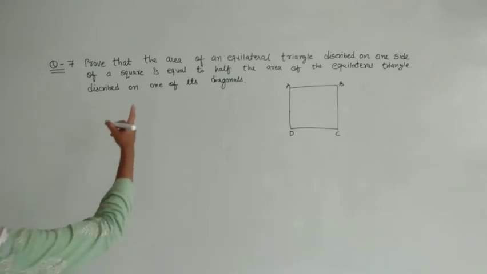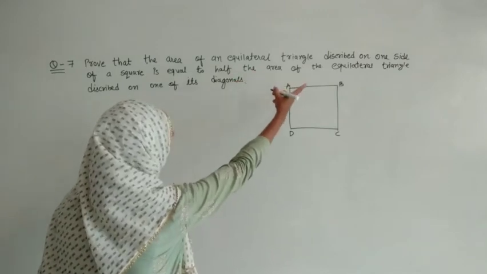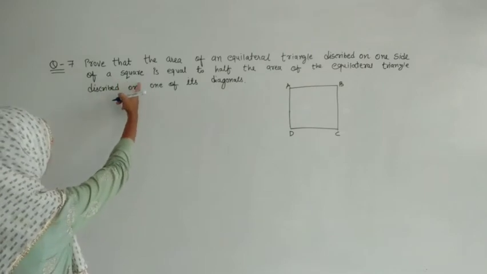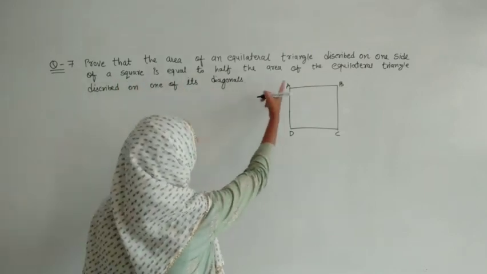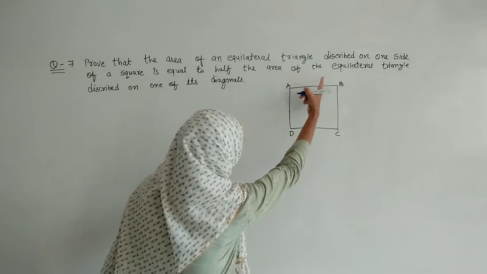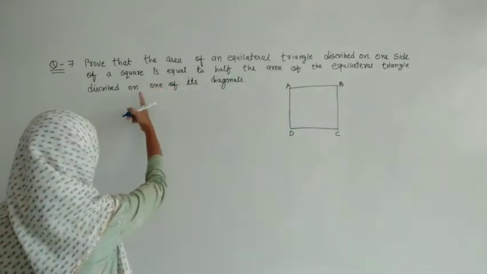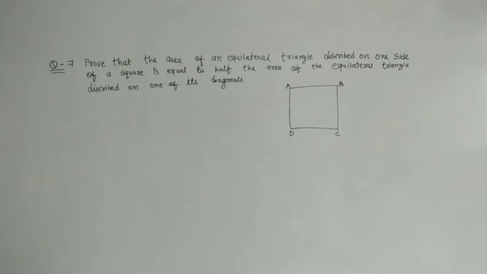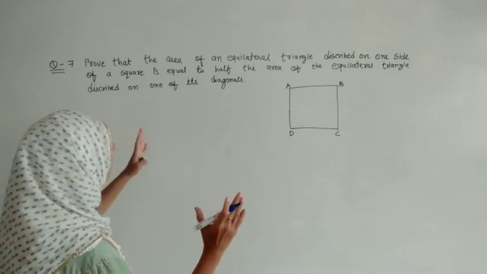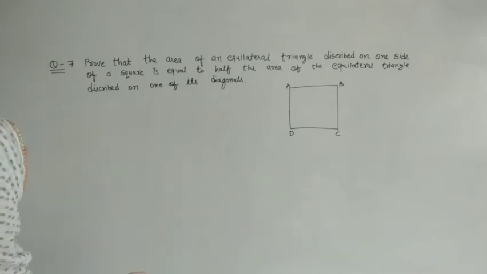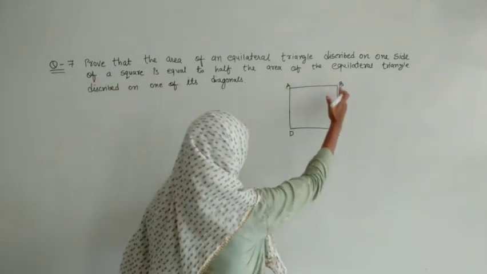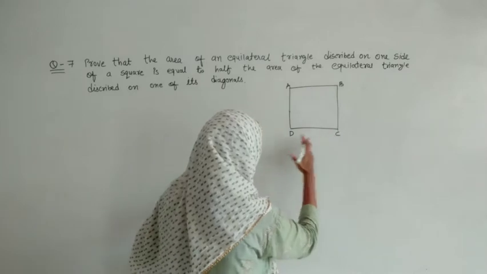Prove that the area of an equilateral triangle described on one side of a square is equal to half the area of the equilateral triangle described on its diagonal. Means nothing we can understand from reading the question. So what we will do, let us understand by breaking the question. So here is given a square. So let us draw one square and give it name as A, B, C, D.